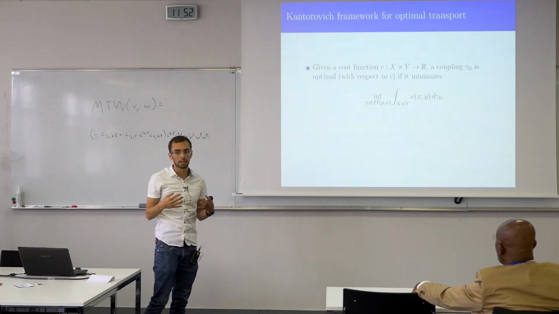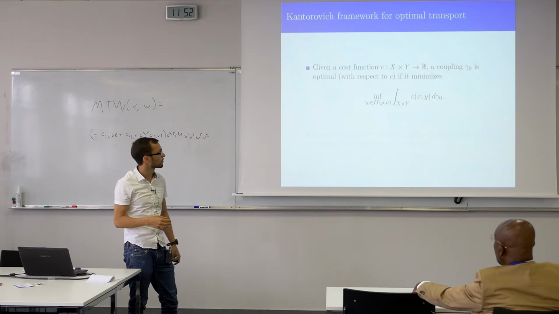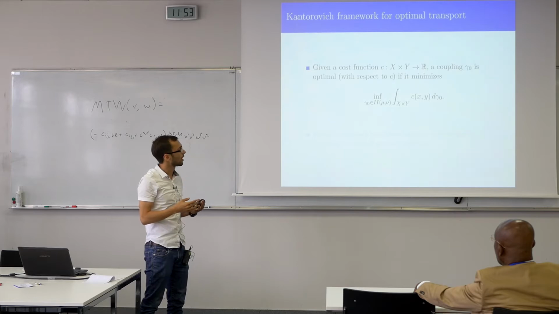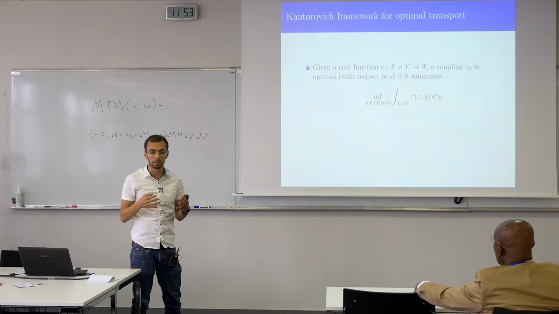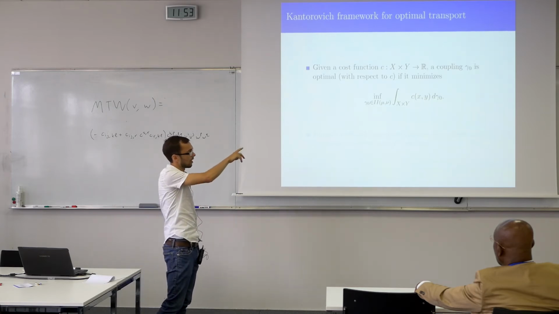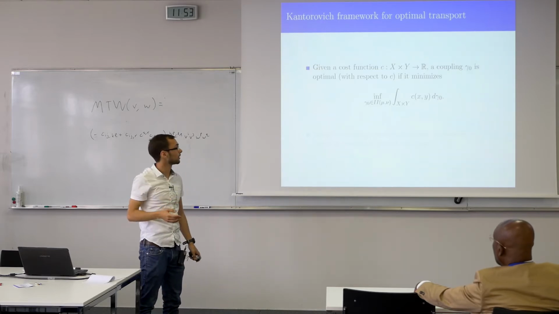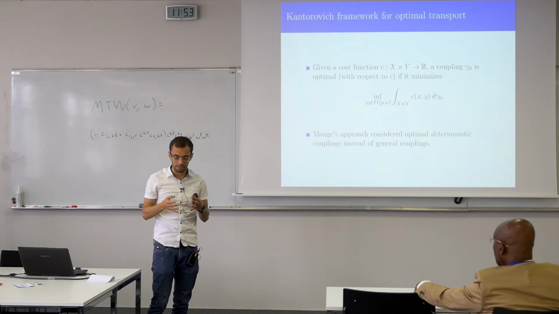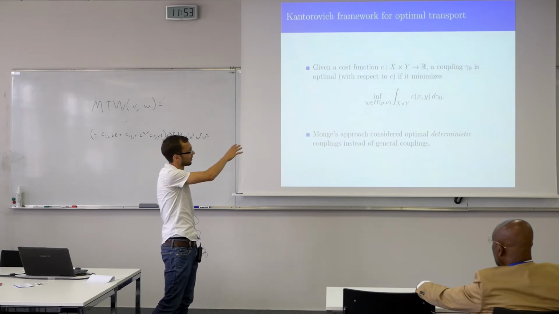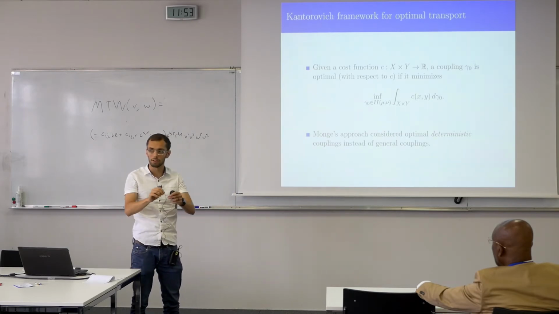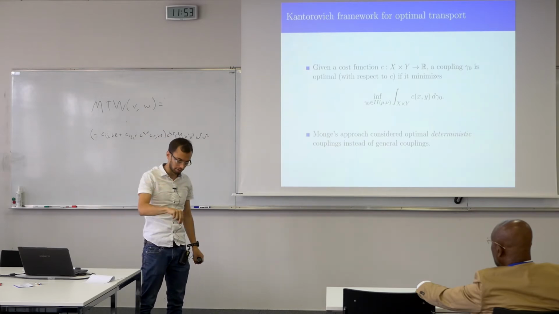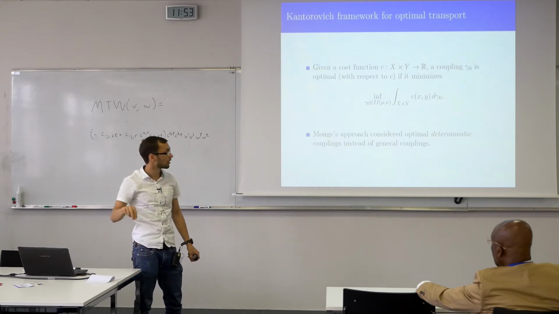Okay, so the Kantorovich problem, the framework for optimal transport, is that we take a cost function, c, and we try to find the optimal coupling, the best way of transporting, by minimizing the total integral of c with respect to the coupling. So Monge in his original work considered deterministic couplings. So basically the difference is that for the Kantorovich framework, we can split off mass and send it to multiple points. But in Monge's framework, everything at one point gets sent to a single other point.